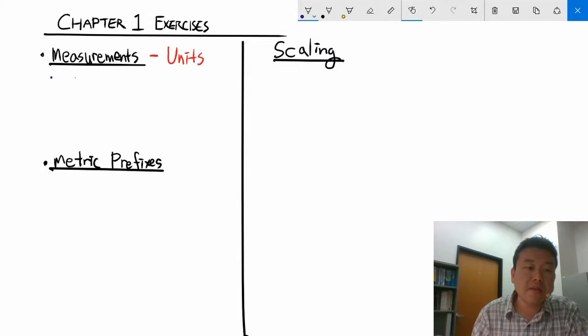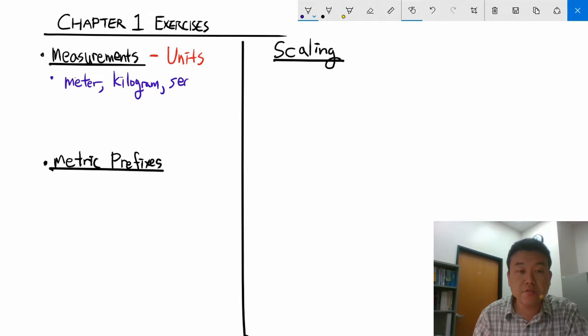In SI units, the three basic things you measure are meter, which you use to measure length. A meter is almost like a yard. Then kilograms, which you use to measure mass. And seconds, which you use to measure time. So these are the basic SI units of measurement. And in the exercises, what you will see are more unconventional units of measurement.